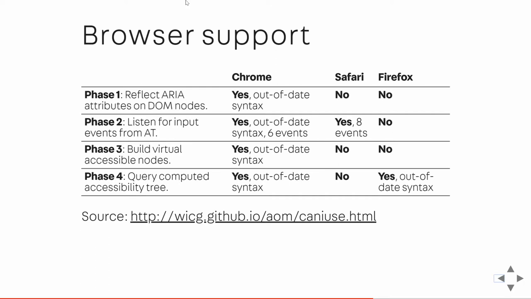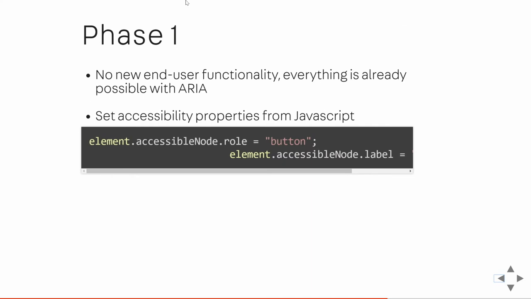How did this happen, out-of-date syntax for an experimental API? Well, the first idea was to construct an accessible node per DOM node, but the problem with that in phase one was when you access the accessible node, the whole tree had to be calculated if it wasn't already, and that was having some performance concerns. So now the syntax will change to reflect that, and that's not yet implemented anywhere, and the spec document itself is out of date on that as well, so it's a bit hard to implement right now. But it's being worked on.